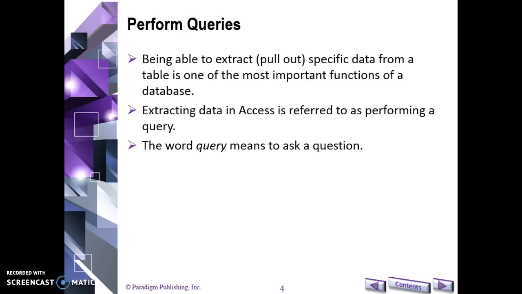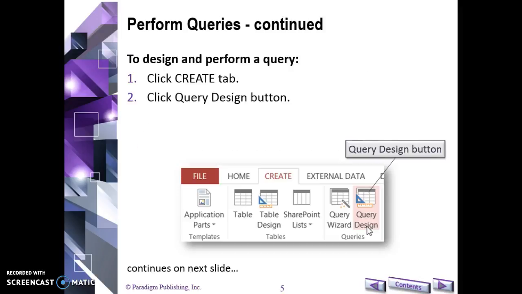Now there's a couple of ways to do that. We're going to learn how to design your own query. And then we're also going to be using a simple query wizard that has some pre-made things in there already that we can use. It's going to walk you through step by step. So the first one we're going to look at is how to actually create your own.